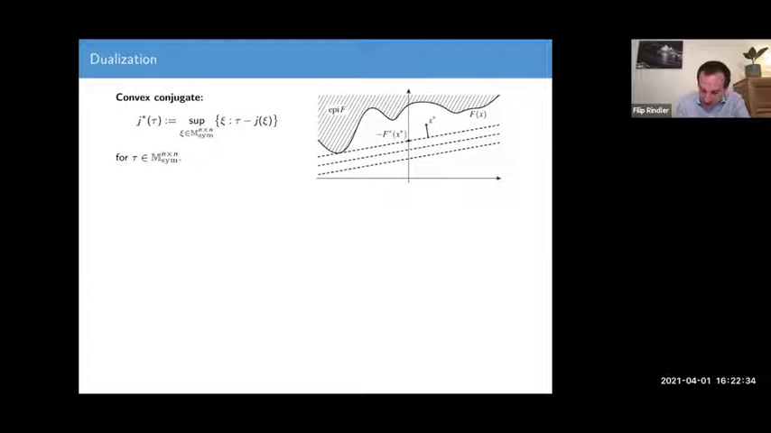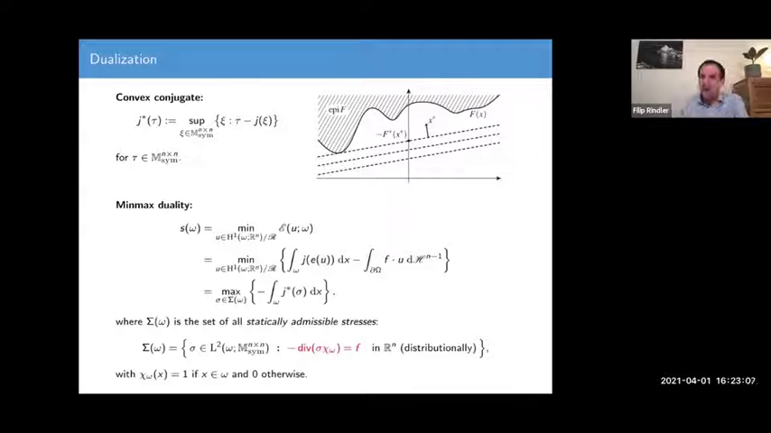Okay, so this is your f, this would be your j. You look at the highest supporting hyperplane, you look at the intersection with the y-axis, and the supporting hyperplane with normal x star, and then the intersection is minus f star of x star. So this is, if you want, a graphical way of understanding this conjugation. The point is that convex conjugation allows you to do some sort of switching of minimum and maximum. So there's a min-max duality here.